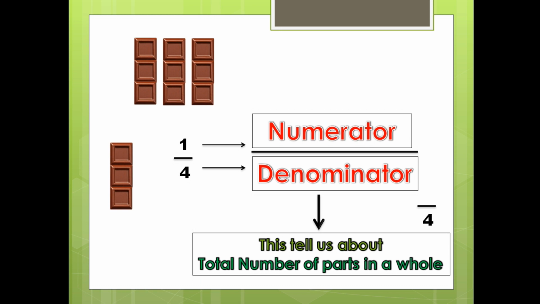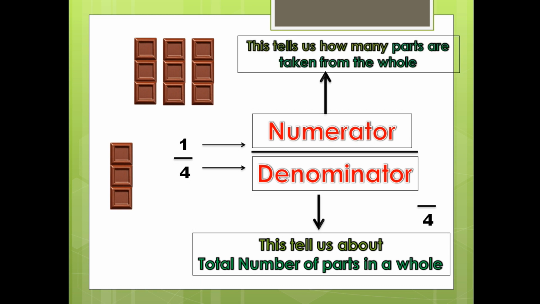We will write the total number of parts in a whole. The full whole, how many parts we divided, the total, we will be writing that number. And the numerator, that is the top part, tells us how many parts are taken from the whole.